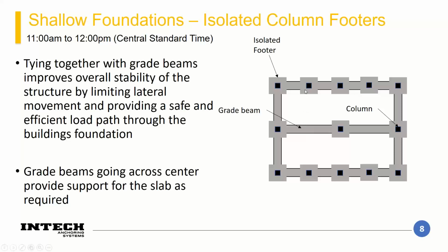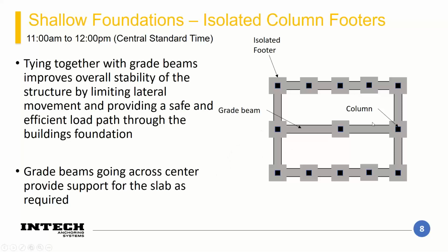So, like I talked about, you can tie these individual column footers together with grade beams. It's actually a great way to tie together the stability of the entire structure. You're providing a safer, more efficient load path for the structure. And really what you're doing here is helping to mitigate this differential settlement effect by tying these footers together. If this one comes down, it is tied to this column as well. So they're going to end up settling more uniformly, which is definitely advantageous for most structures, to have a more uniform settlement than a differential settlement.